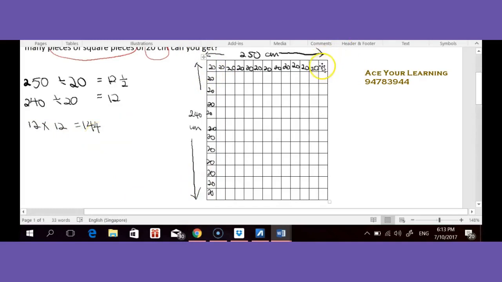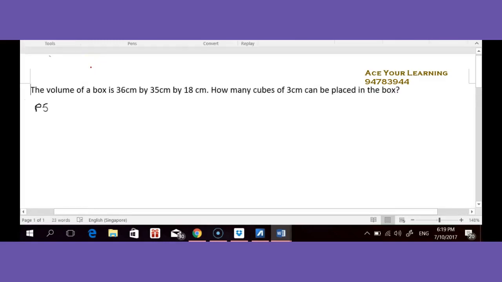As for the 10 cm here, the whole column, you cannot use it because it is not a complete square of 20 cm by 20 cm. It is 20 cm by 10 cm, which is not what I want. What I want is a square piece of 20 cm for the length and breadth. So the answer is 144 square pieces. This is a P5 question.